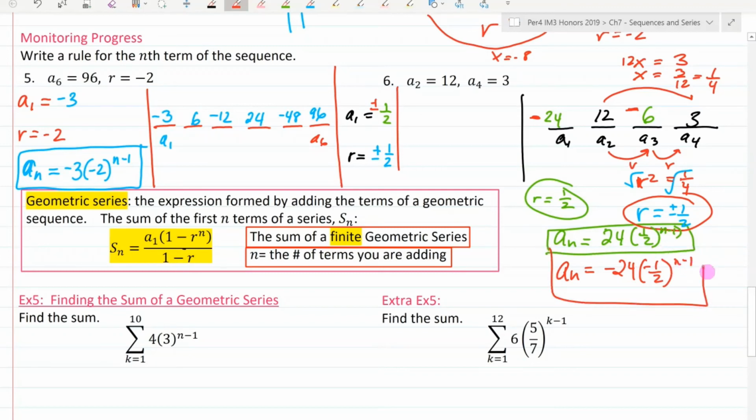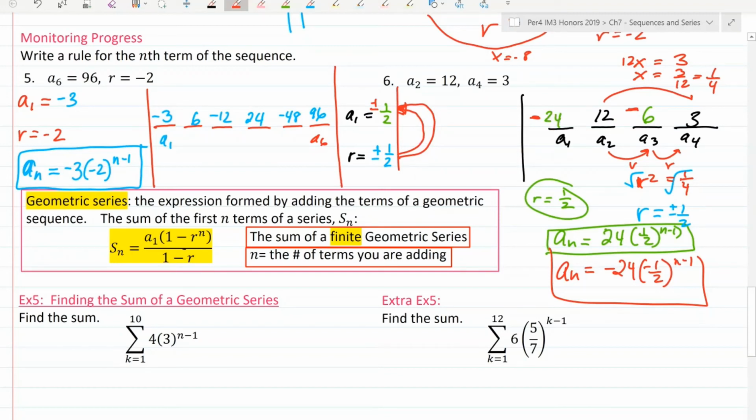I don't want you to think that just because the 1/2 is negative, that the 24 is negative. That's definitely not necessarily the case. R can be negative 1/2, and the first term could be positive 24. So in this case, they just happen to coincide that the negative ratio is equal to the negative first term, and the positive ratio is equal to a positive first term, but that's not always the case.